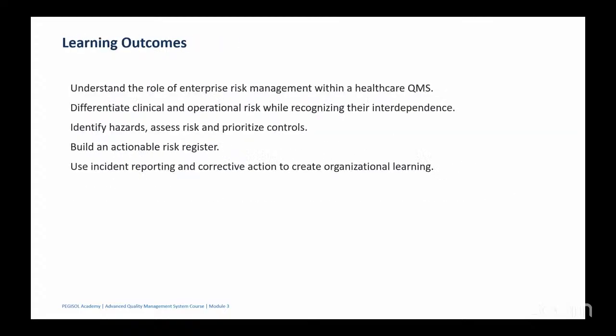What is enterprise risk management within a healthcare QMS? But you have it in every aspect, even in banking, where we have what's called enterprise risk management. So that's enterprise; what's the risk management in it? Differentiate between clinical and operational risk while recognizing their interdependency. There's clinical risk, operational risk. Identify hazards, assess risk, and prioritize controls. Build an actionable risk register. Use incident reporting and corrective action to create a learning organization.